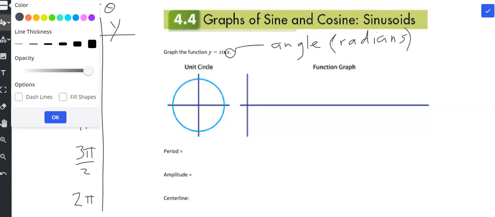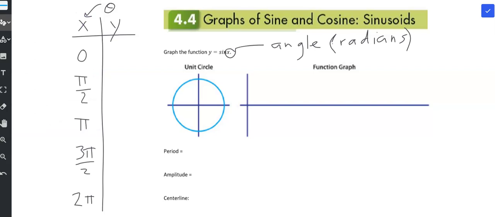They're also asking me to graph the sine. Now, on the unit circle, are those x values, y values, or slopes? Those are y values. So they are asking me to compare angle measurements with their y values on the unit circle and to create a function which will pass a vertical line test. All right.